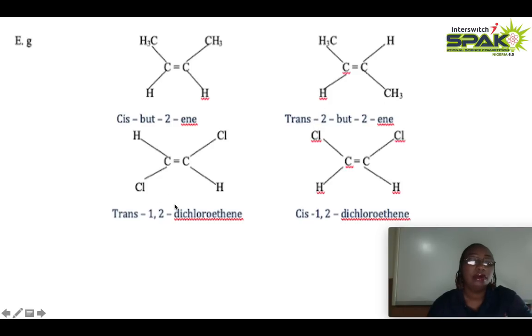Okay. Now, this is another example. This is dichloroethene. There are two carbons, and there's chlorine attached to the first carbon, chlorine attached to the second carbon. Then for every carbon you must have 4 bonds, so that's why you have hydrogen there. Now, the chlorines are opposite each other, that's why it's trans. And here you realize that the chlorines are on the same plane, that's why it's cis.